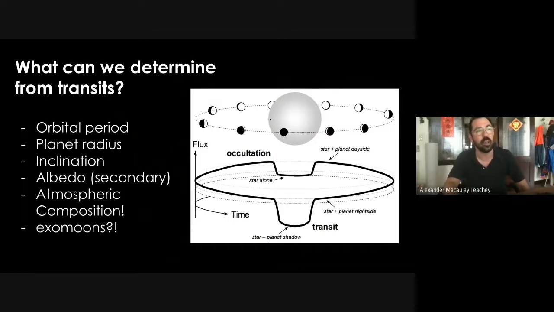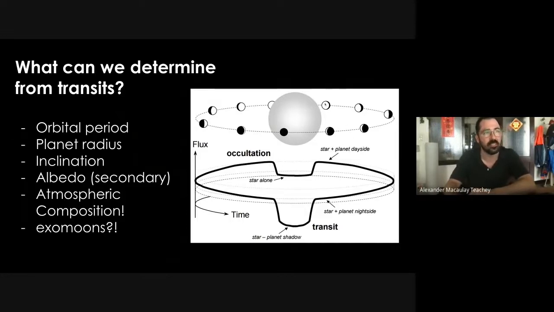You can imagine if the planet passes across the equator of the star, it's got a longer distance to travel than if it passes way down here at the South Pole. Much less distance to cover, and so the transit duration will be shorter.